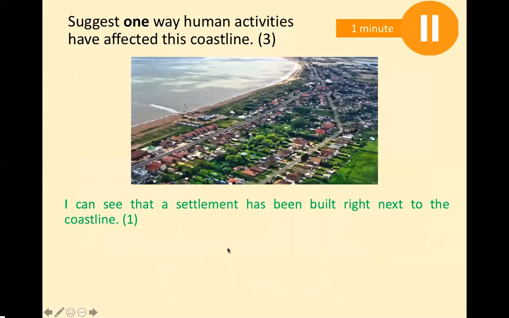Okay, I can see that a settlement has been built right next to the coastline. So you're literally identifying that as one whole mark. You're identifying what is the human activity you can see in this photo. Lots of houses is a settlement. So the explanation of this is the 3-mark questions.